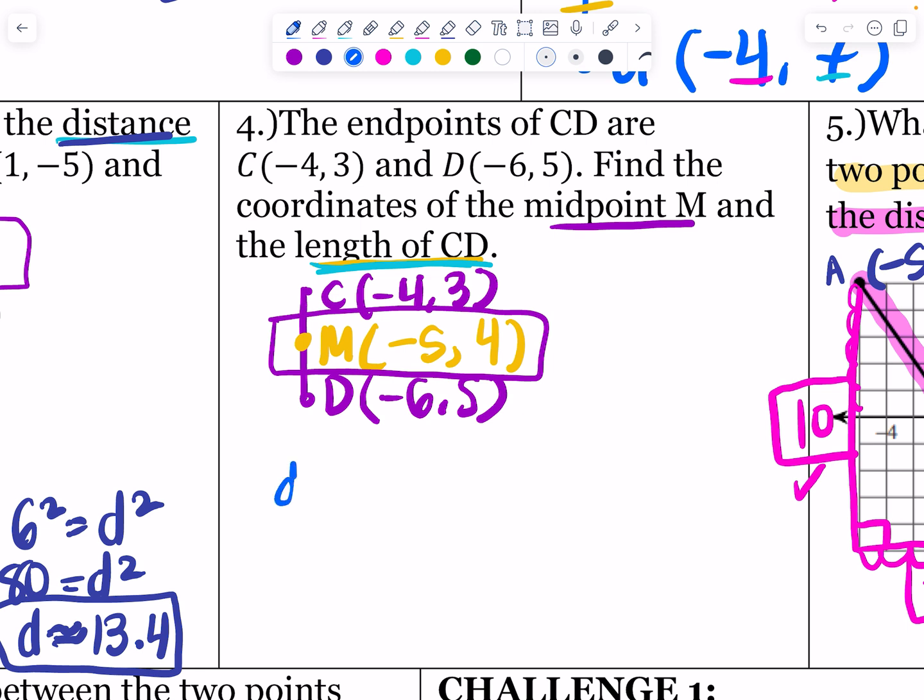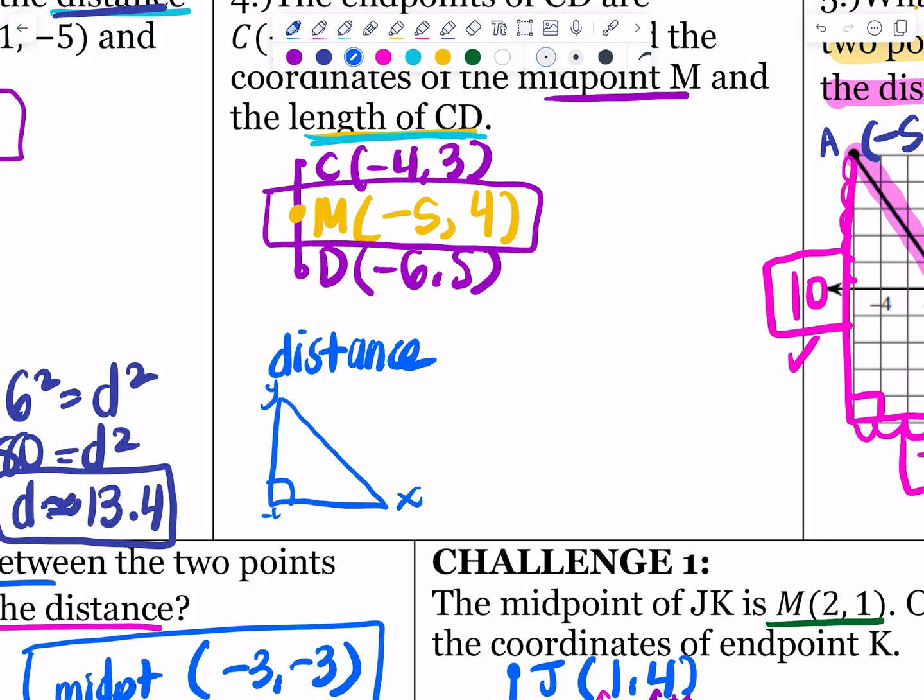Now when we want to find our distance, that is where I'm going to draw my right triangle, just to give myself a visual. Here are my x values, here are my y values. My x values are -4 and -6. How far are -4 and -6 apart from each other? That is going to give me 2. Remember, that's a positive number. Distance is always positive.